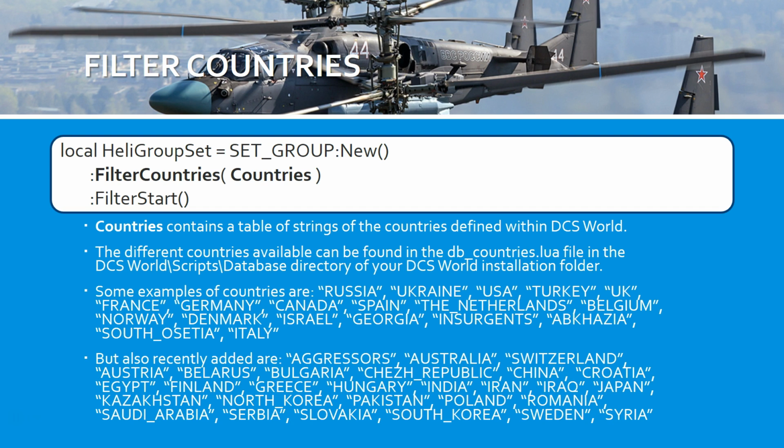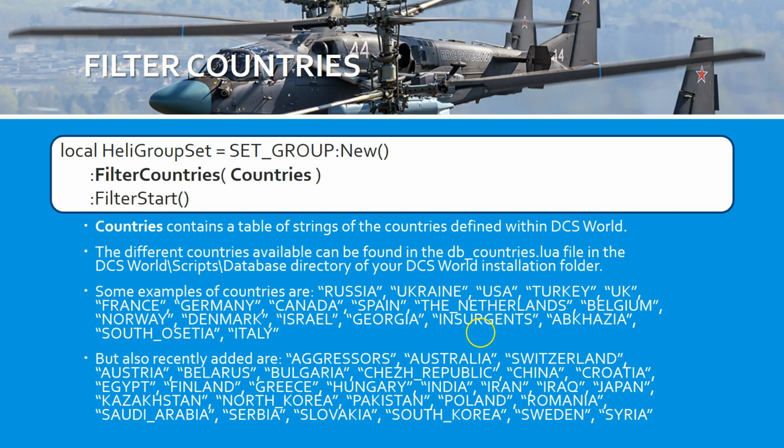Do mind that the country names need to be in capital letters and a space is expressed with an underscore. Very funny is, for example, the underscore Netherlands, while we in Belgium would say Netherlands, not the Netherlands, but anyway, fine.